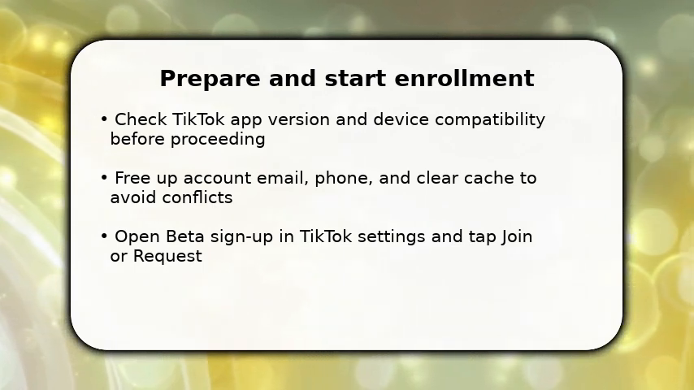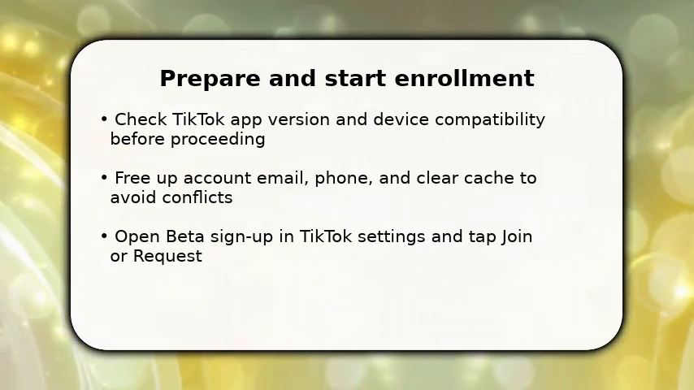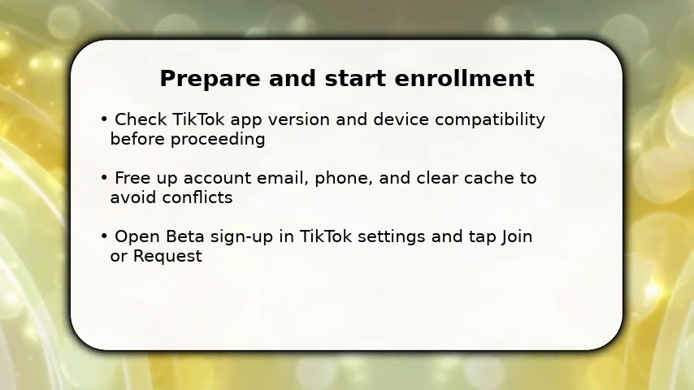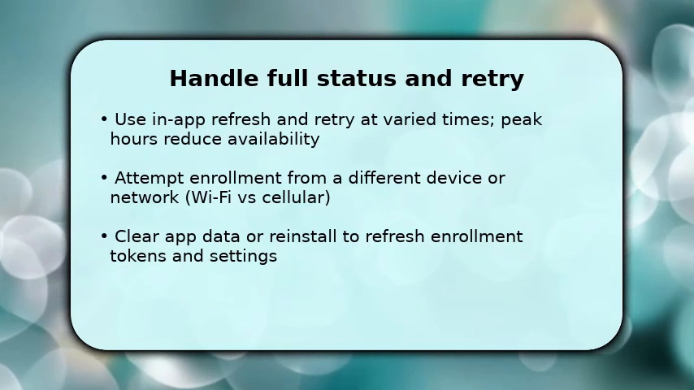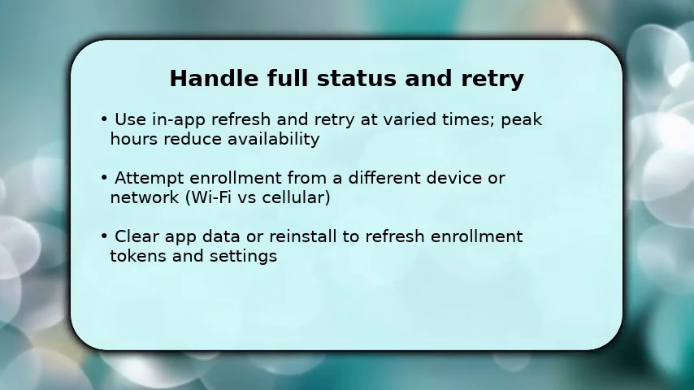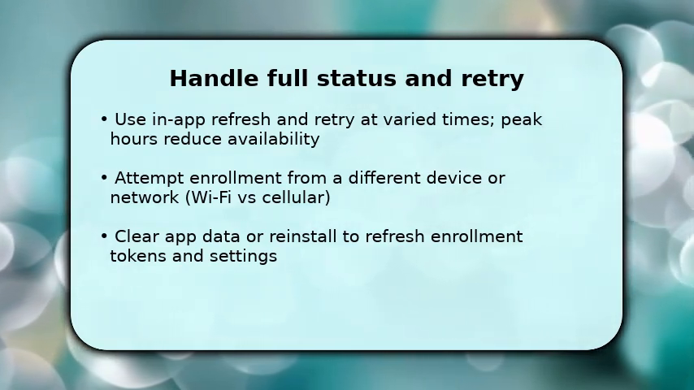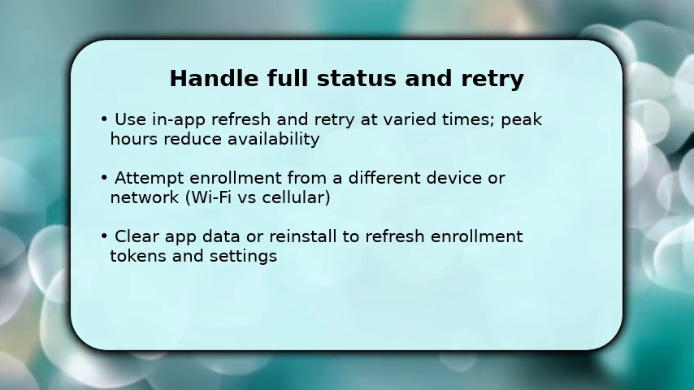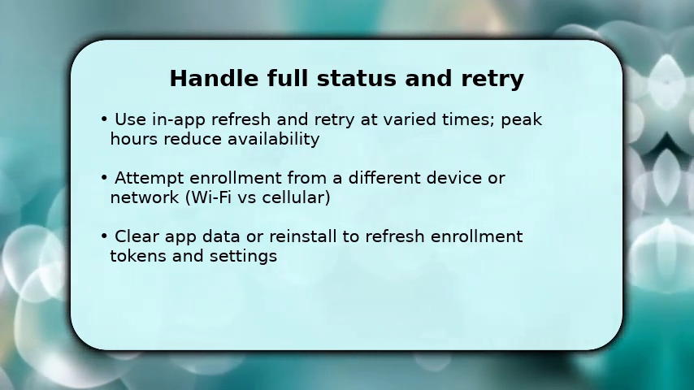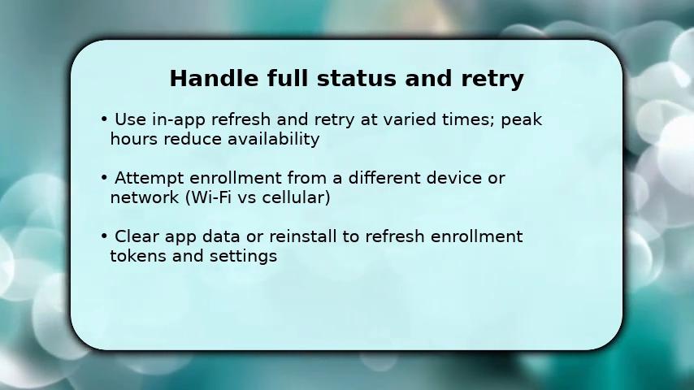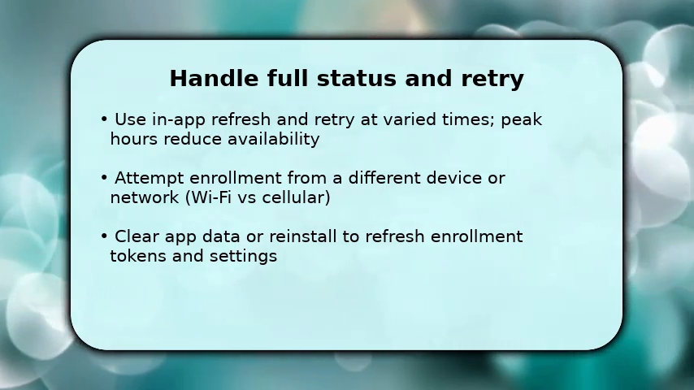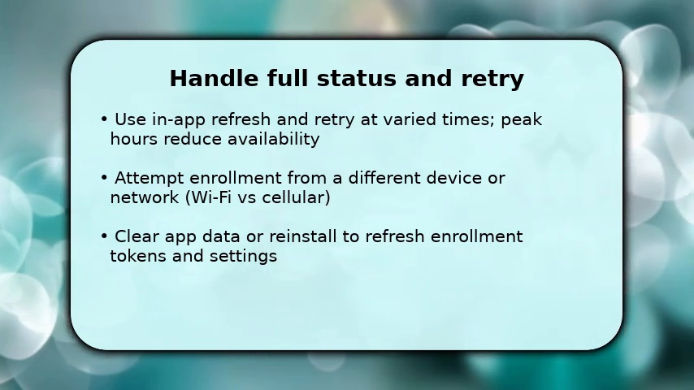This sends your enrollment. If the form appears full, still submit to queue or retry after brief intervals, because slots can free up quickly. If you hit a full status, don't stop. You should refresh the enrollment page and try at off-peak times because openings appear when users drop out. Once you've retried, switch networks or devices to bypass session limits. Use cellular if Wi-Fi shows full or vice versa.